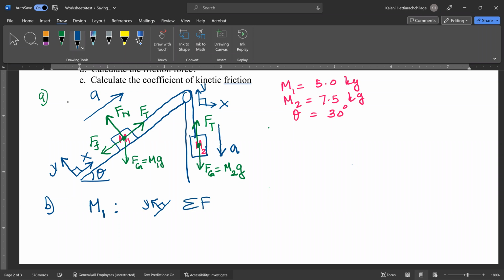Net force equals mass times acceleration. So now when you do that for M1 in the Y direction, what are the forces you have? You have the normal force in the Y direction. And if friction and tension are 90 degrees to the Y direction, then you do not have components from friction and tension in the Y or negative Y direction. But the force of gravity has a component in the X direction and the Y direction, right?